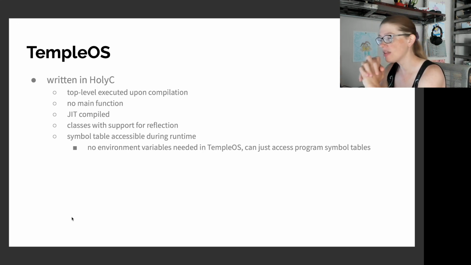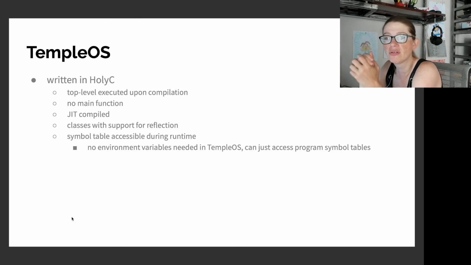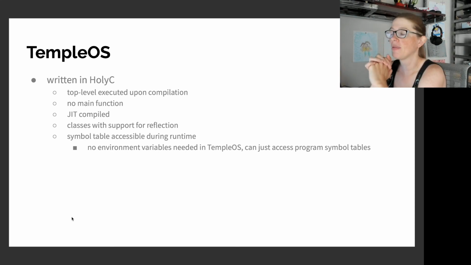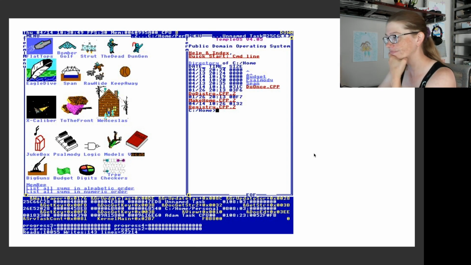And what's interesting about the compiler is that the symbol table is actually accessible globally during runtime. So you don't actually need things like environment variables in TempleOS because any program can just access the program symbol table and grab the value from it. So there's no need to have environment variables because we have access to all the symbol tables. So Holy C in itself is another thing that's interesting about TempleOS. And if you're wondering what it looks like, there you go.